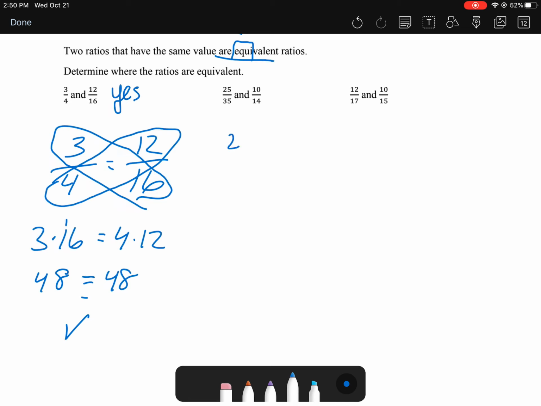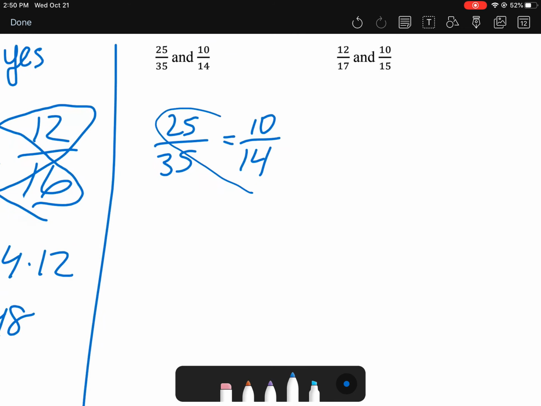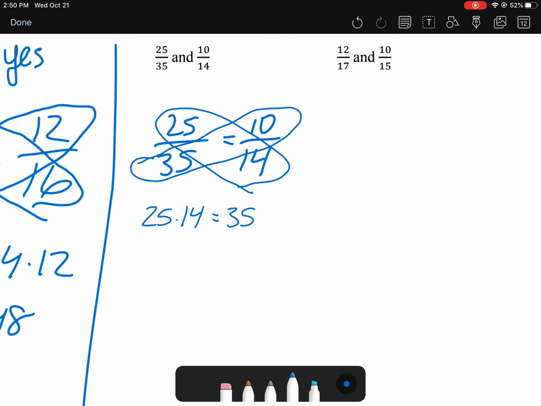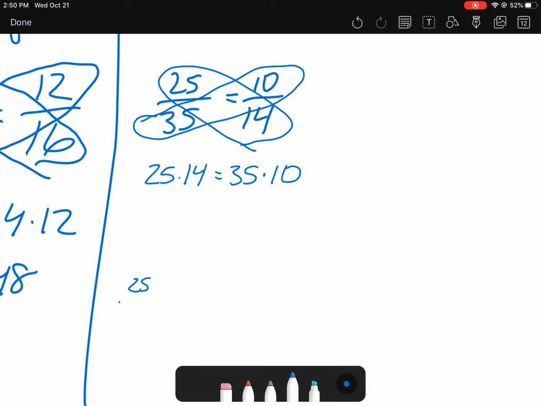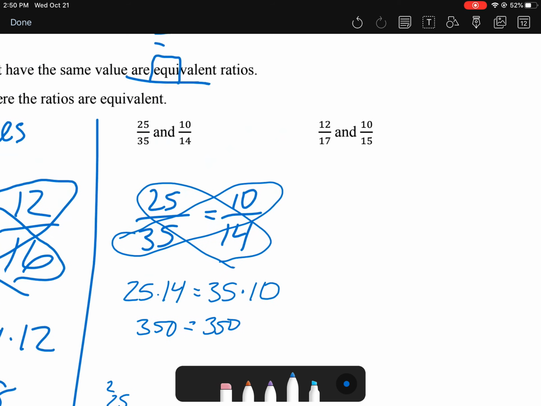Let's look at the next one together too. I have 25 over 35. I want to see if that is equal to 10 over 14. Again, I need to look at their cross products. So I have 25 times 14, and I want to see if that is equal to 35 times 10. 25 times 14 is 350. And then 35 times 10 also equals 350. Yes, they are equivalent ratios.